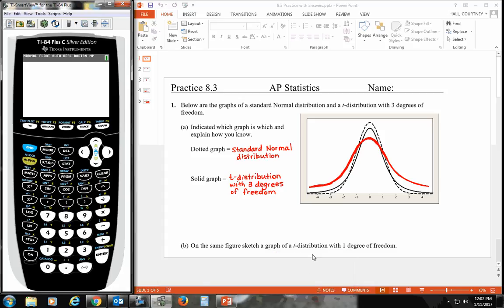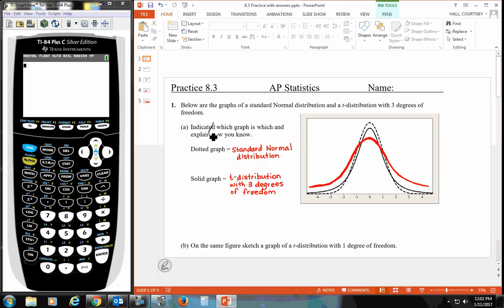Practice 8.3 with narration this time, I hope. So number 1, below are the graphs of a standard normal distribution and a t-distribution with 3 degrees of freedom. Indicate which graph is which and explain how you know. So take that D off.